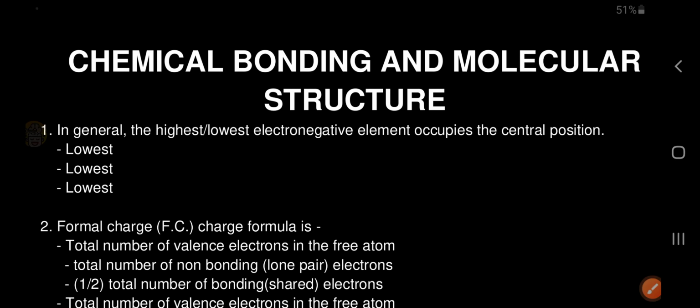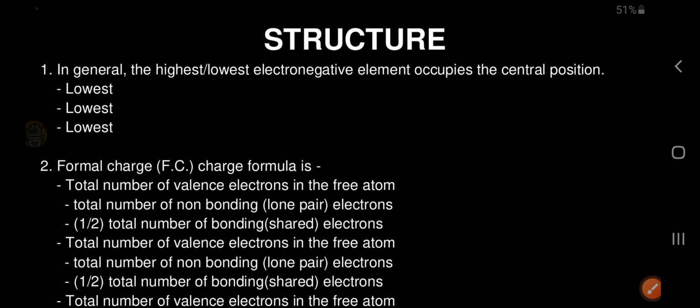Chemical bonding and molecular structure. In general, the highest or lowest electronegative element occupies the central position. Lowest.